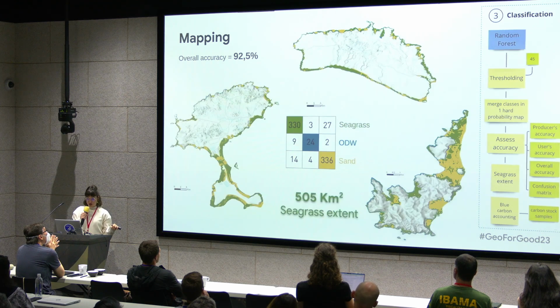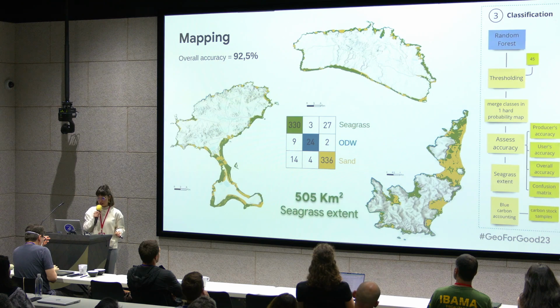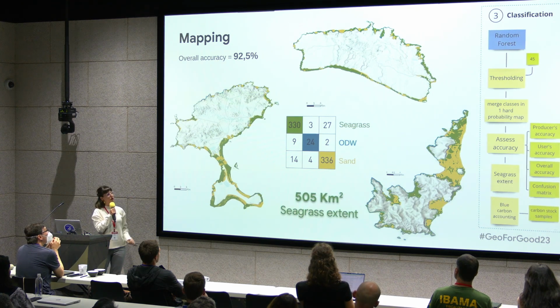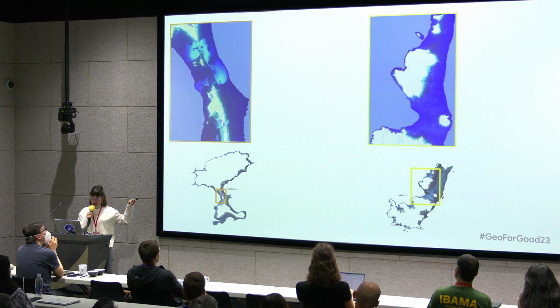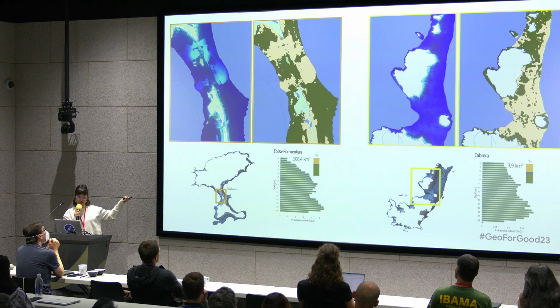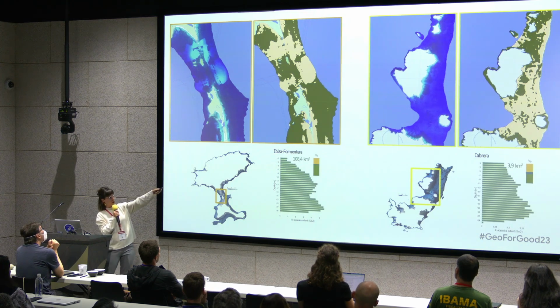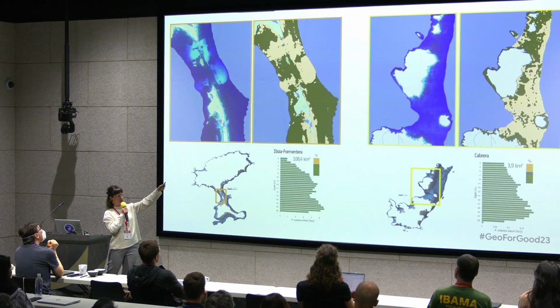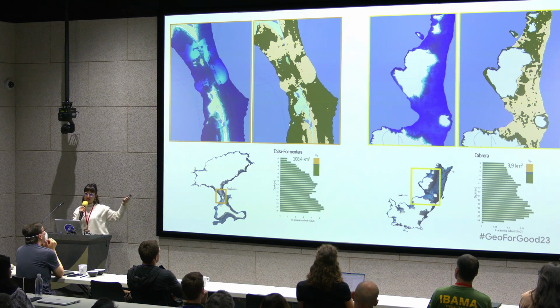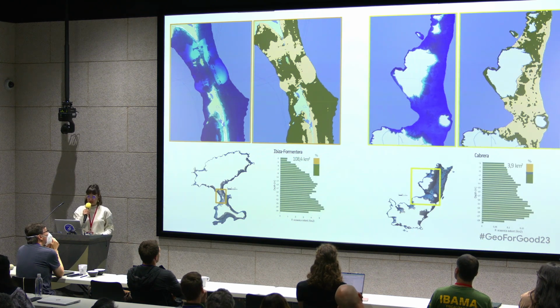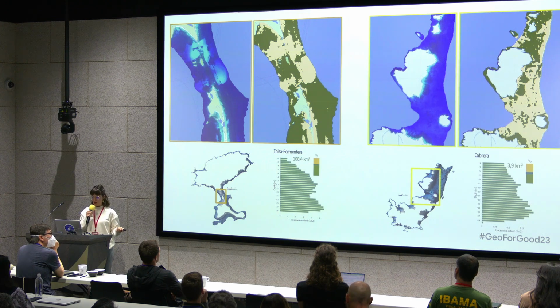This is the mapping result with 92.5% of overall accuracy. And here you can see the confusion matrix. And this is the seagrass stand that we mapped for all the islands. Here you can see the Sentinel-2 composite, and this is the result. We also have the statistics per depth, because the blue carbon accounting is different when you go deeper.